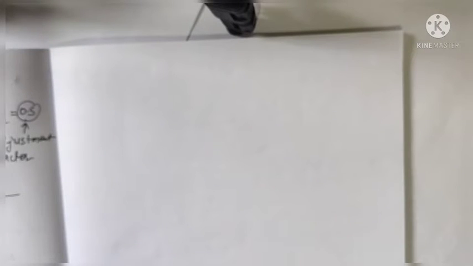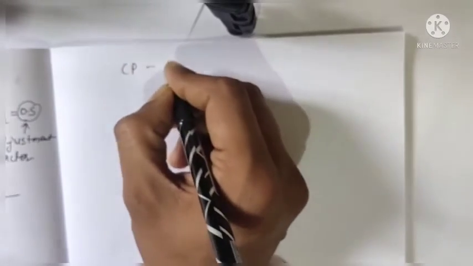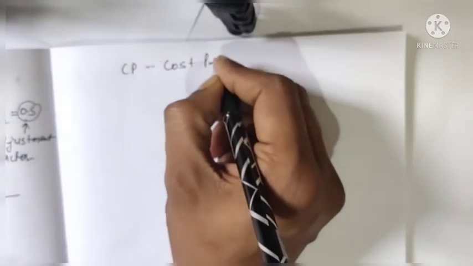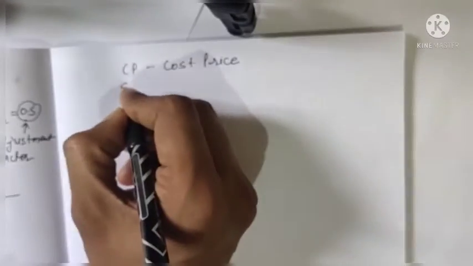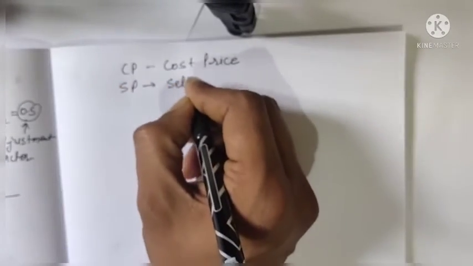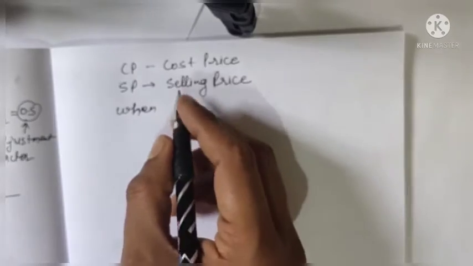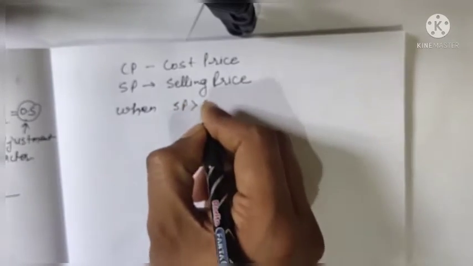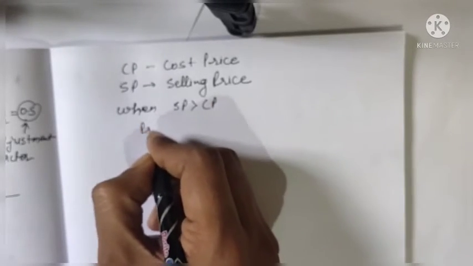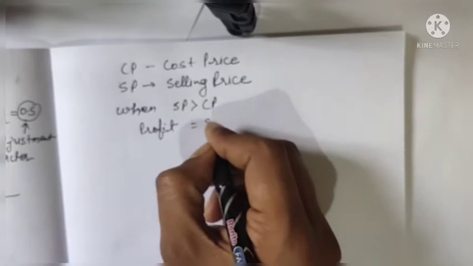Today we are going to study profit and loss and we are going to solve exercise 8a. To solve exercise 8a, first you need to know about some basic concepts, that is CP means cost price, SP stands for selling price. Now when SP is greater than CP, then it will be profit. So profit is equal to SP minus CP.